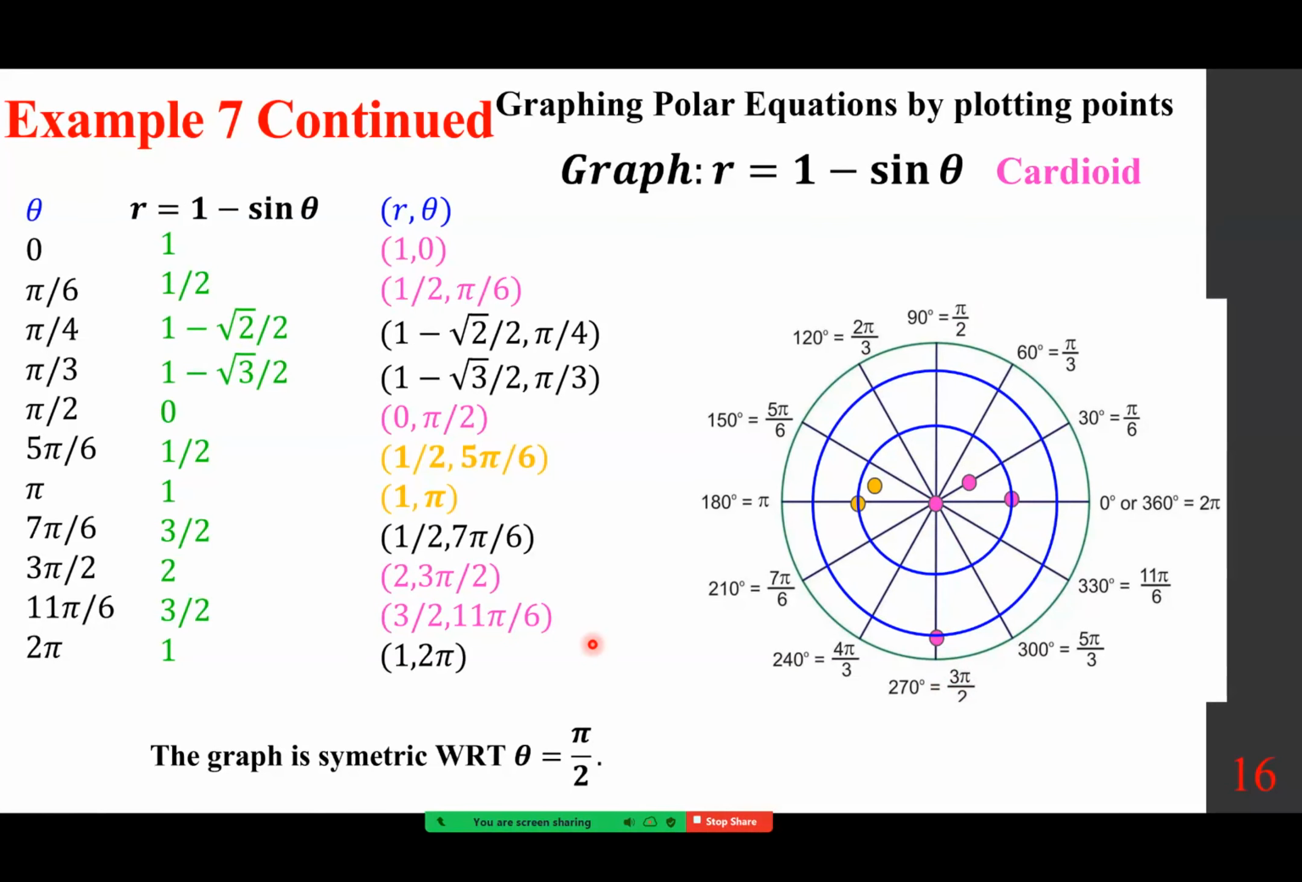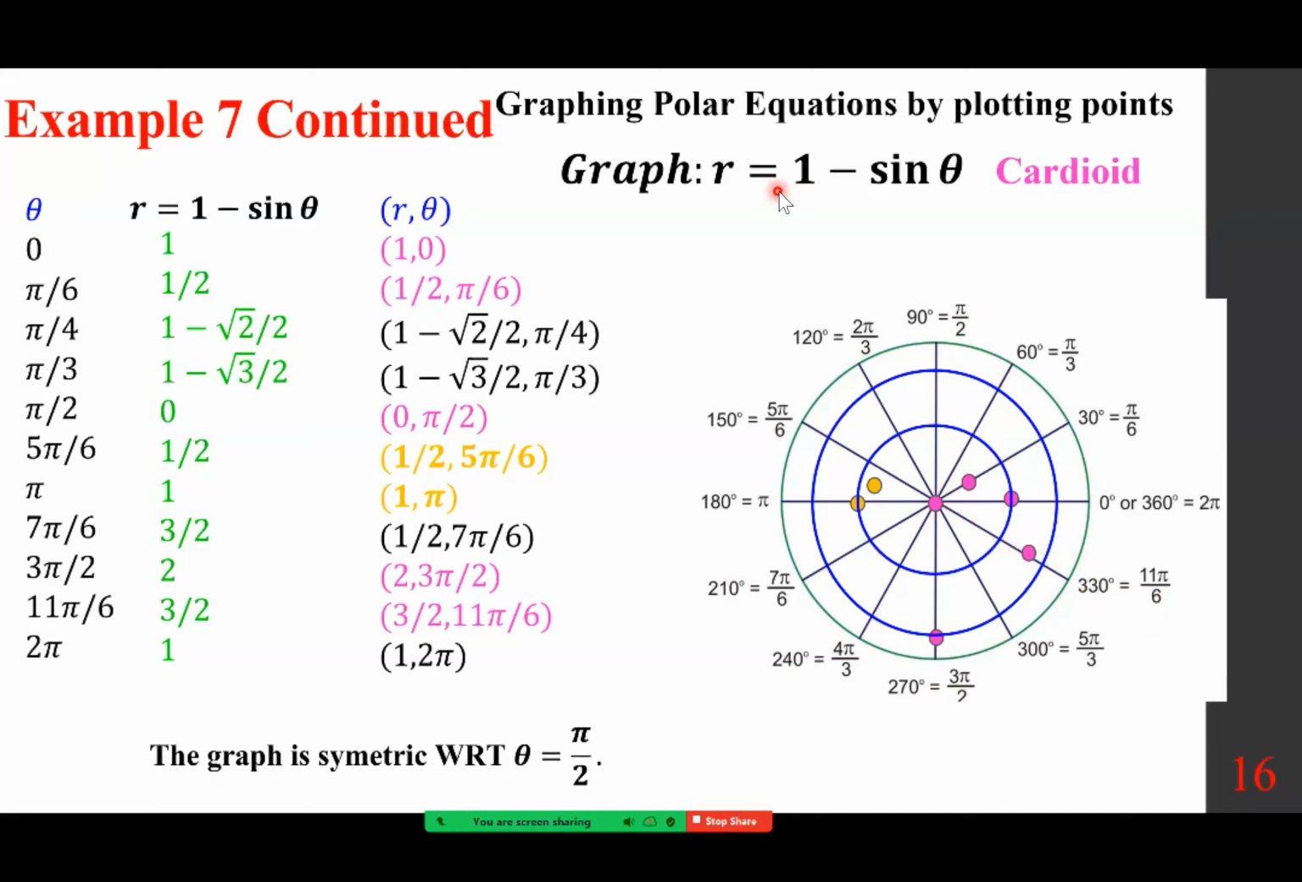3/2, 11 pi over 6. So this is 11 pi over 6, or minus pi over 6. And 3/2 is about 1.5. Now, why did I do that in different colors?